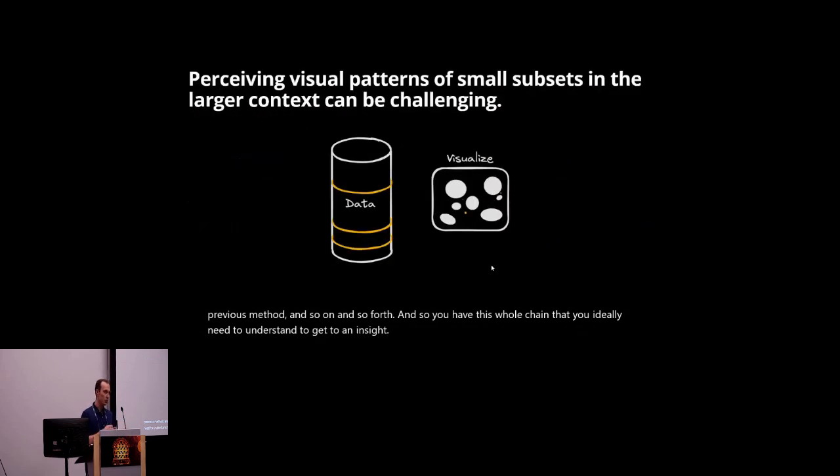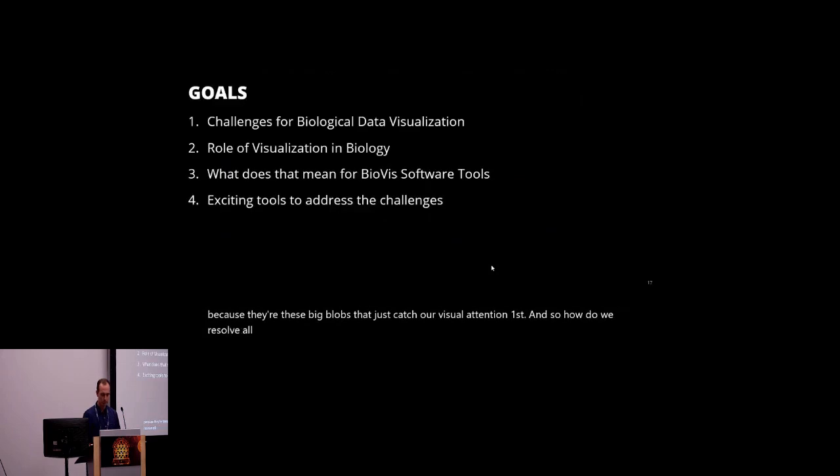And the other issue that I've already alluded to is when your data set is very large, but the insights or the patterns that you're looking for are just representing a subset of that data, then it's very hard to visually perceive these patterns. Like here in that illustrated scatter plot, I put in a couple of very tiny yellow dots, but nobody will look at those at first sight because there are these big blobs that just catch our visual attention first. And so how do we resolve all that?